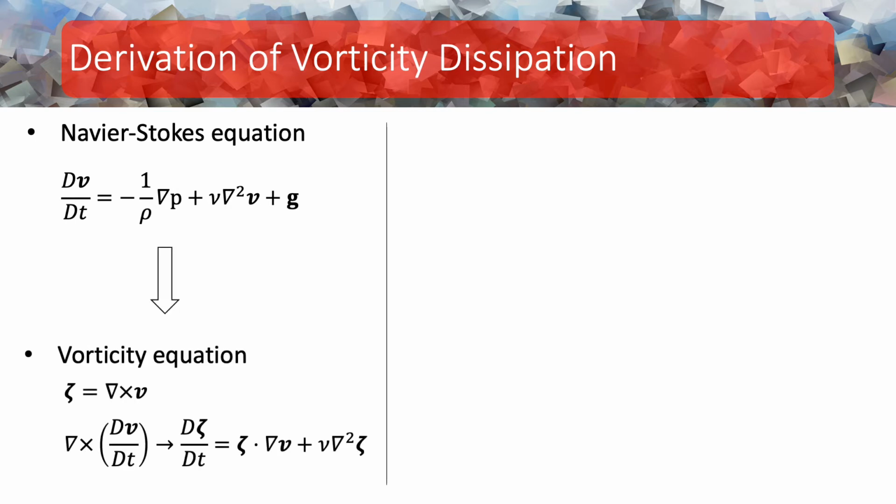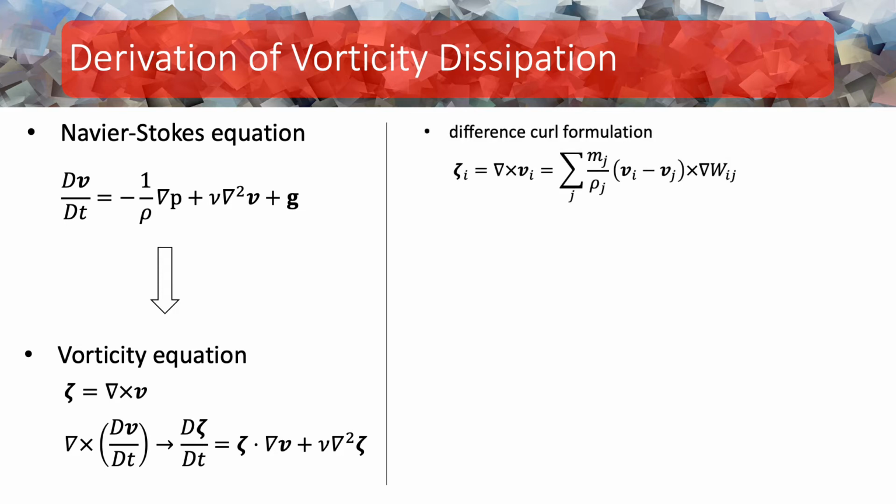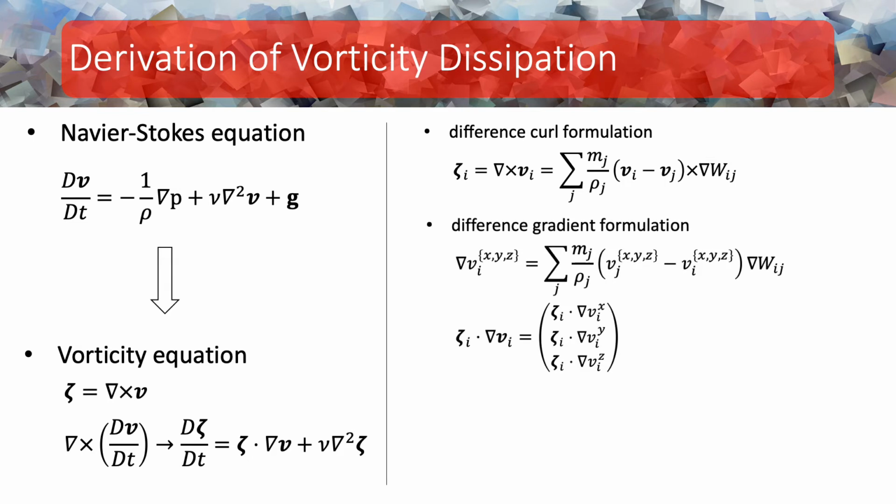We achieve this through the vorticity equation, which equals to the curl of Navier-Stokes equation. Theta here represents vorticity field. To discretize this equation for moving particles, we applied the difference formulation of SPH to derive the curl of velocity for each particle. This could give us a more accurate result. We compute the gradient of velocity of each dimension for each particle separately, represented by the xyz here, using the difference gradient formulation of SPH.